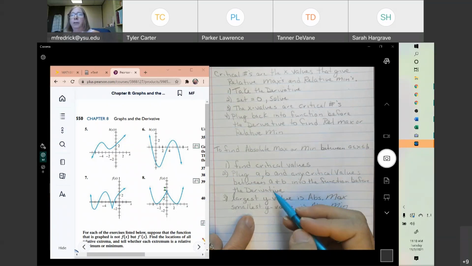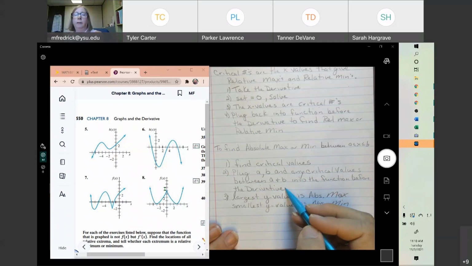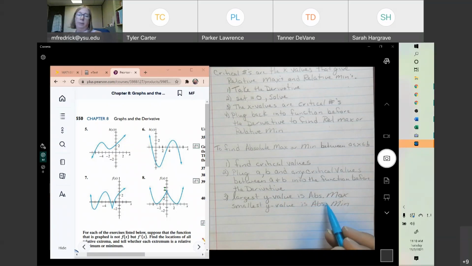And you plug them into the function right before the derivative. The largest y value is an absolute max, the smallest is an absolute min.